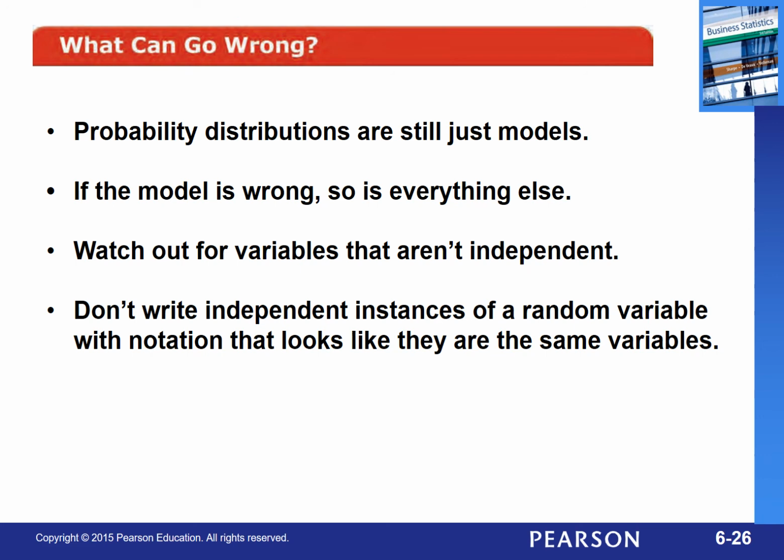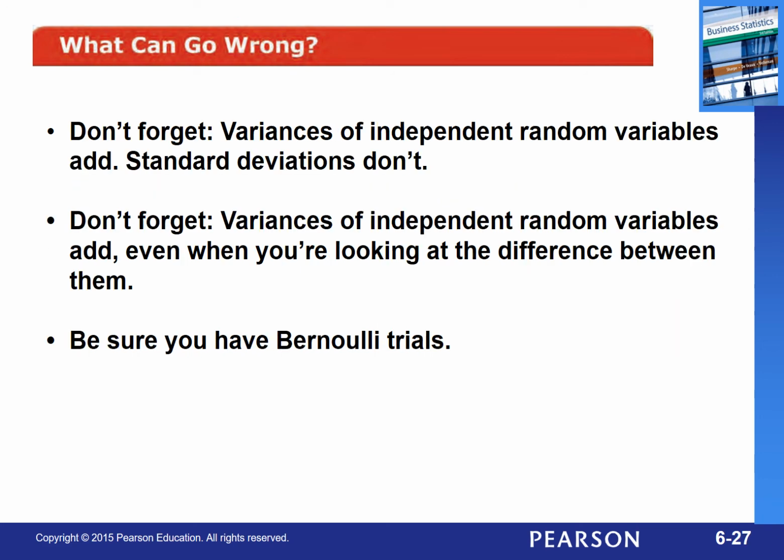If you choose the wrong model, then everything you do will be wrong. Watch out for variables that aren't independent, because you shouldn't be using independent probability distributions for them in general. Be careful. Don't forget that variances of independent random variables you can add, but your standard deviations, you can't. You need the root of the sum of the variances. Be careful with your formulas when it comes to that. Think back to my examples where I was adding variables together and multiplying variables and then adding constants.